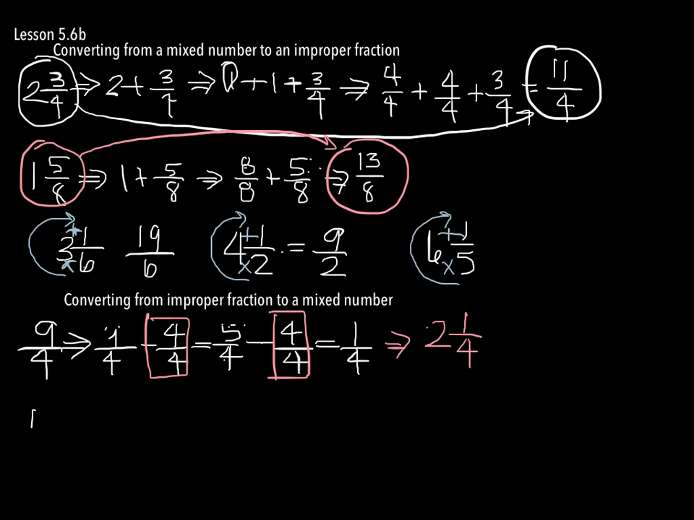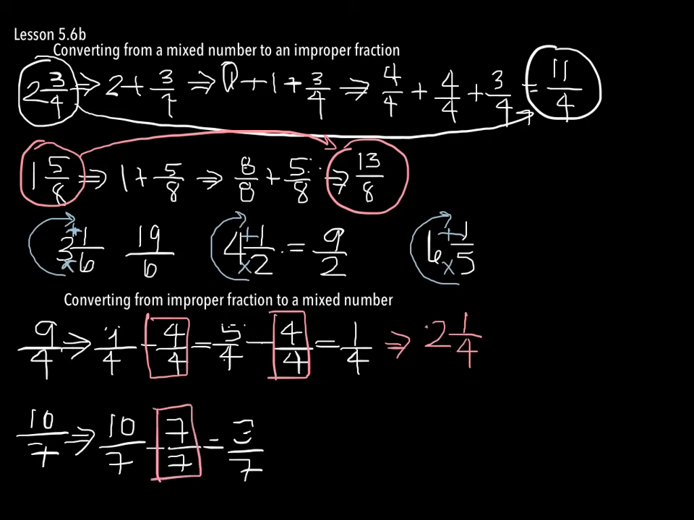I have 10/7. And the first thing I'm going to do, being my numerator is greater than my denominator, is take out 1. So I'm going to take 10/7 less 7/7, and I'm going to get 3/7. Now my numerator is less than my denominator. But the question is, how many 1s did I take out? Well, 7/7 is 1, and there's no more, so our response is 1 3/7.